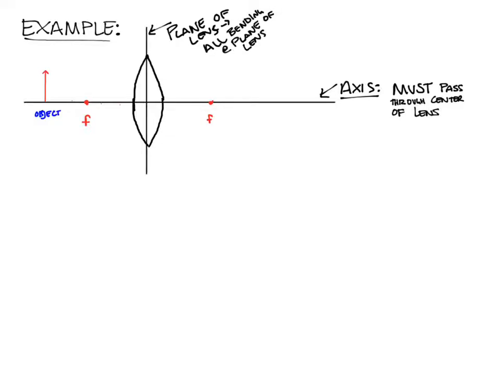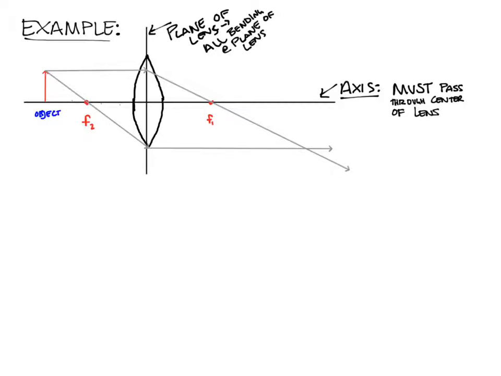The first ray that we draw is a light ray that comes in parallel to the axis and at the plane of the lens bends out through that positive focal length. So we're going to call this focal length F1. Okay? The parallel ray bends through F1. Our second ray goes through a focal point and comes out parallel. We're going to call this focal point F2.